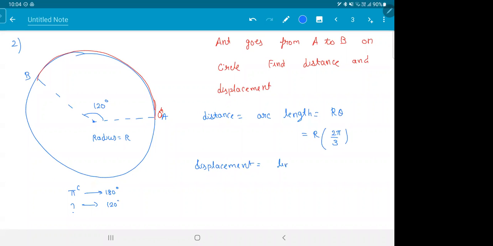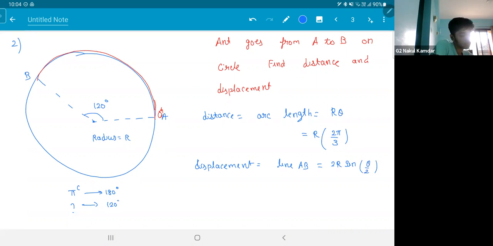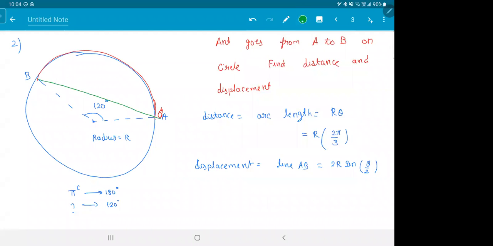Displacement is the line AB. If you remember, we wrote a formula. Anyone remember? 2r sine theta by 2. This is the formula for the length of the line: 2r sine theta by 2. Go check it out. It's there in the notes. Theta is 120, so sine 60. Sine 60 is root 3 by 2. So it is r root 3. Easy one, but you should know 2r sine theta by 2. If you had forgotten that, the problem would be gone. Clear? Check it out.